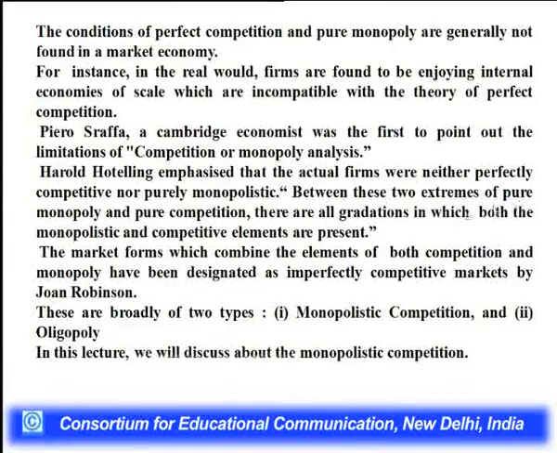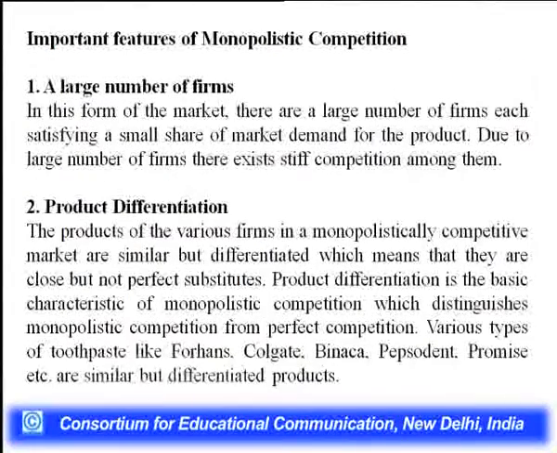Between these two extremes of pure monopoly and pure competition, there are all gradations in which both the monopolistic and competitive elements are present. The market forms which combine the elements of both competition and monopoly have been designated as imperfectly competitive markets by Joan Robinson. These markets are broadly of two types, monopolistic competition and oligopoly. And in today's lecture, we will discuss about monopolistic competition.